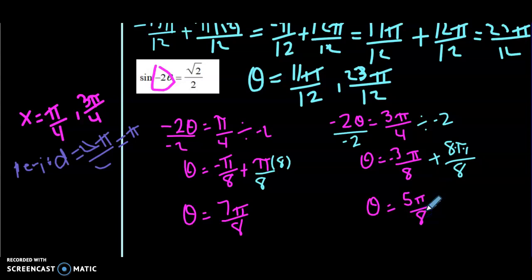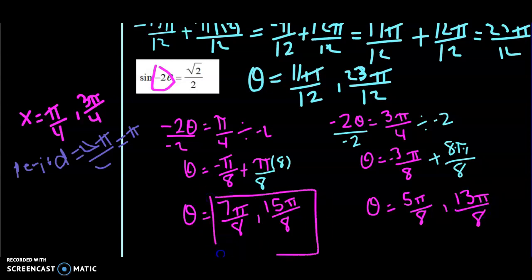Again, because we have to go all the way to 2 pi, we add 8 pi over 8 again. 7 pi over 8 plus 8 pi over 8 is 15 pi over 8, and 5 pi over 8 plus 8 pi over 8 is 13 pi over 8. So these are the four values that theta could be.